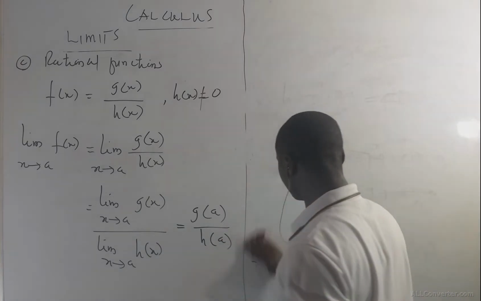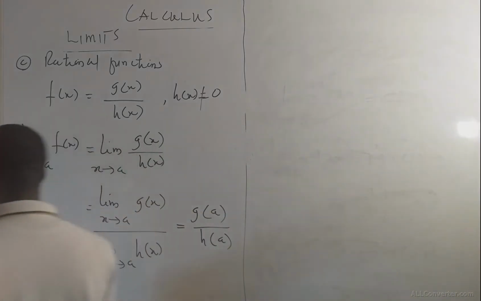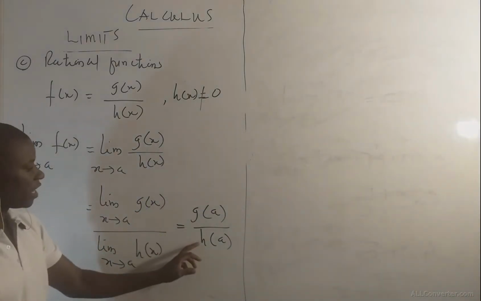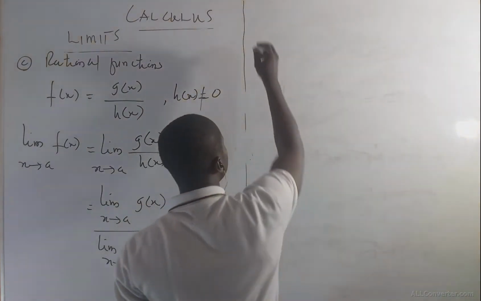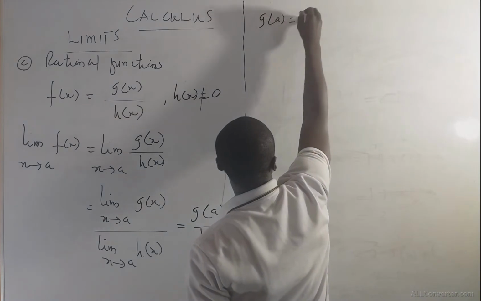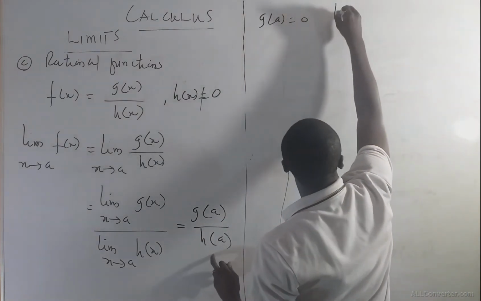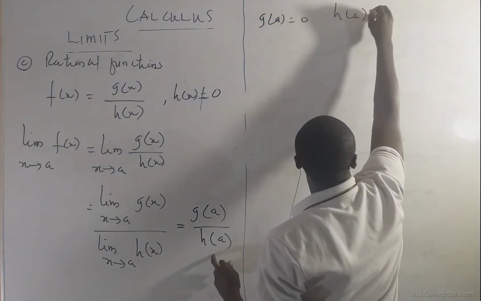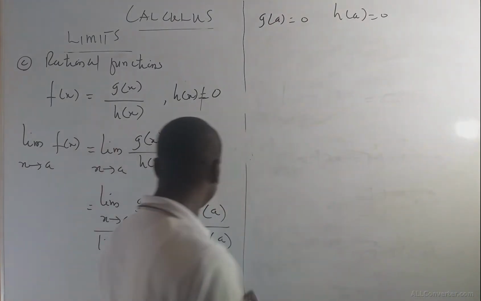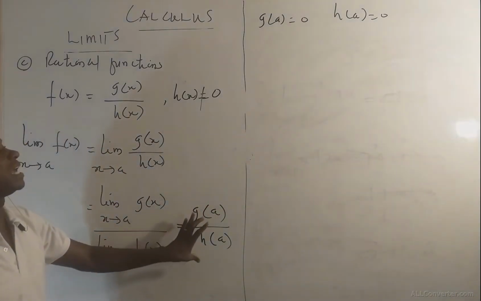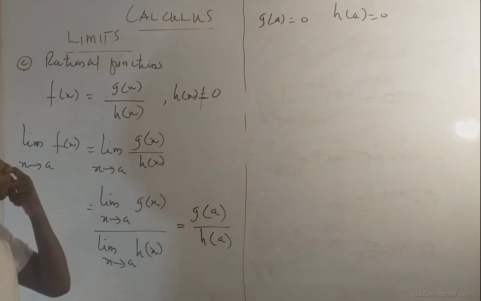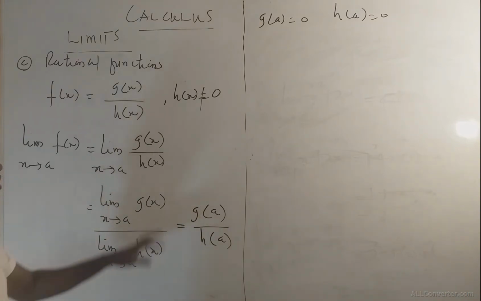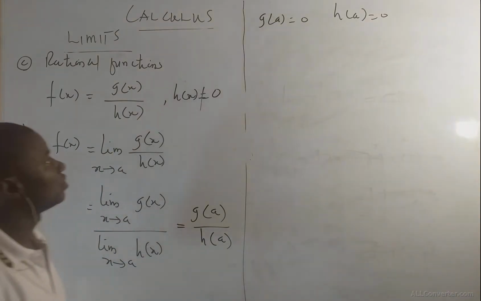Now take note that if g of a is giving you 0 and h of a is also giving you 0, then you are going to have 0 over 0. If it happens like that, you have to manipulate the function so that you can solve it. Later, I will show you what I am talking about here. So in general, that is how we find the limit of rational functions. So let's look at an example.